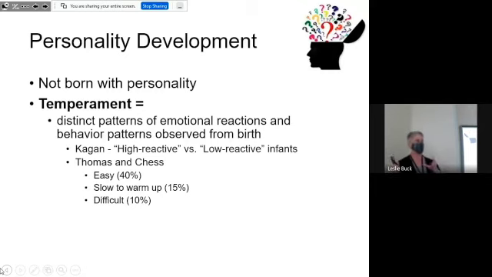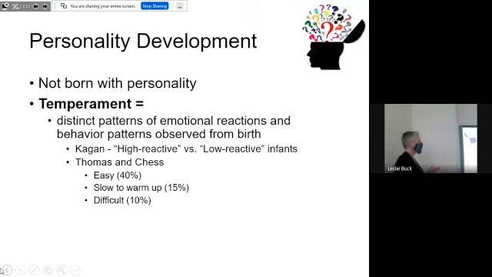Probably heavily genetic. Just a genetic tendency to react a certain way. Certainly there could have been some womb experiences that the baby had, but the womb is a pretty stable place. There aren't a lot of crazy differences in womb experiences from one baby to the next. So we think this temperament is probably largely biology driven.